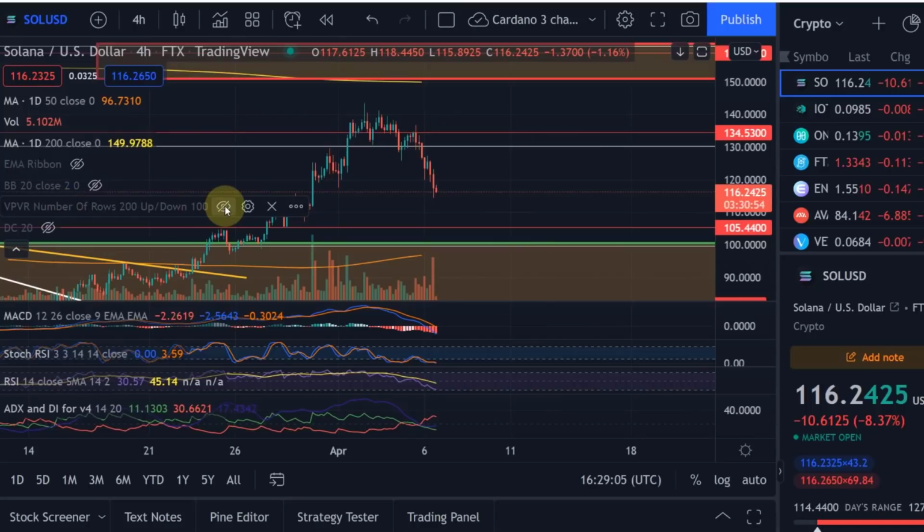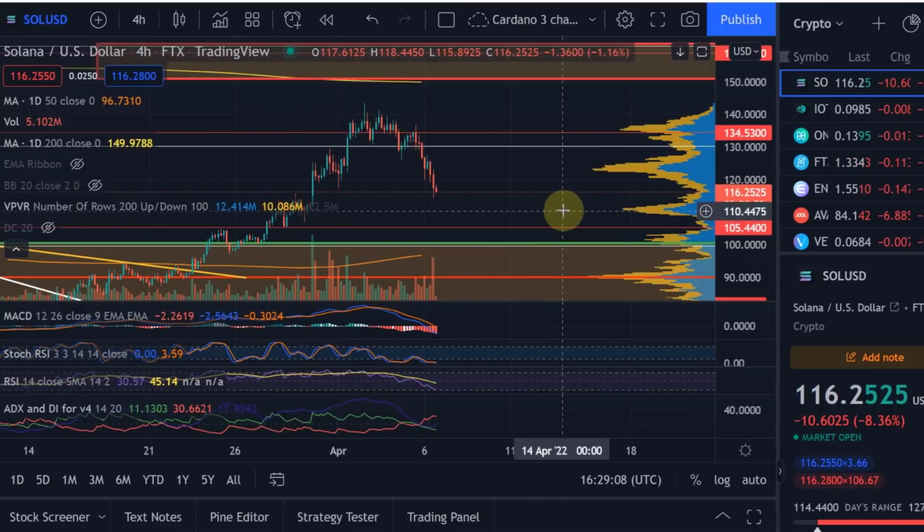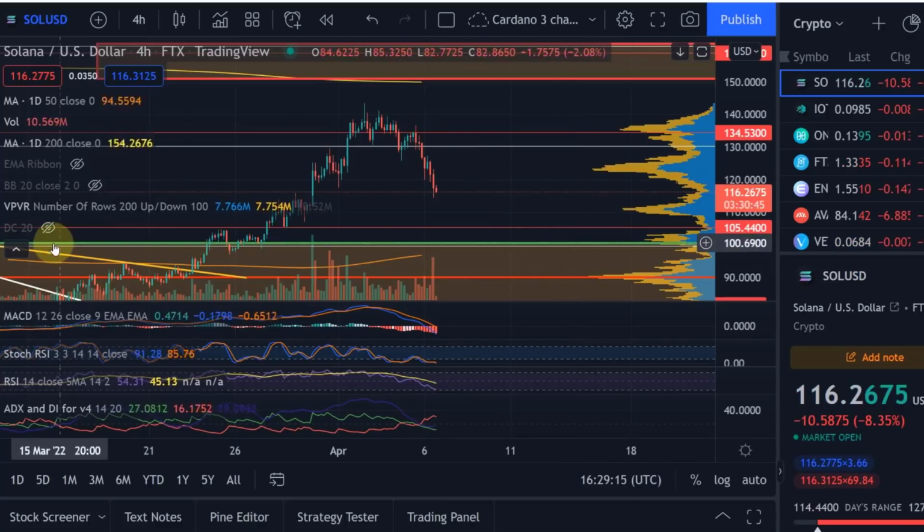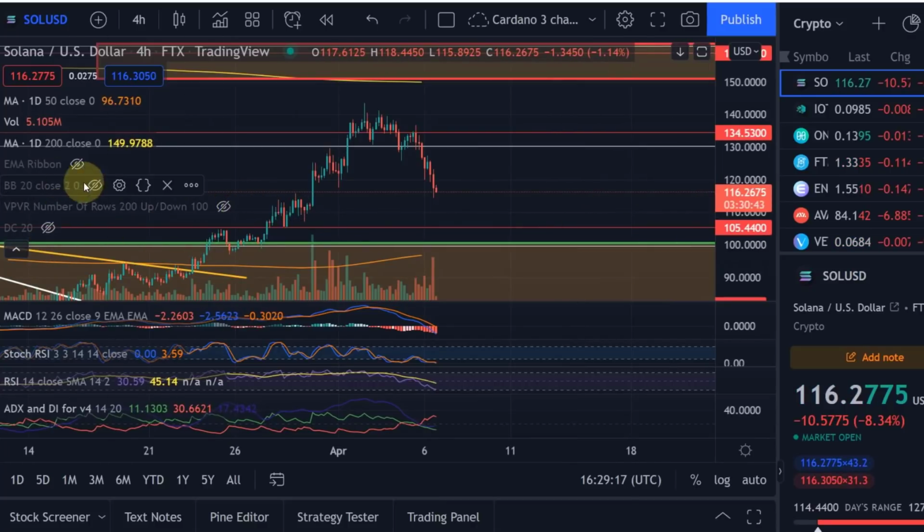Let's take a look at the VPVR. What does the VPVR give us? The VPVR also gives us the next support at 110 US dollars. So in my opinion, we are going to see this level.